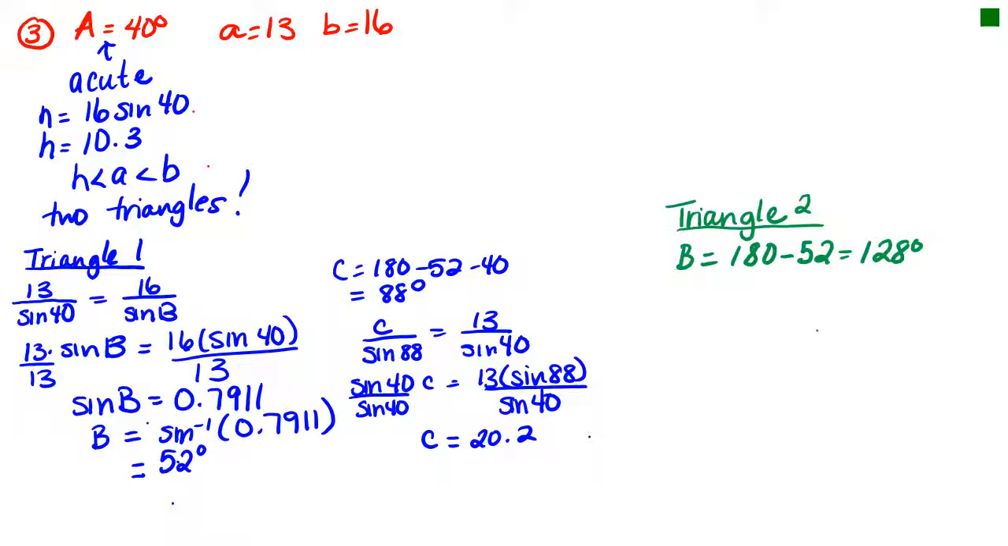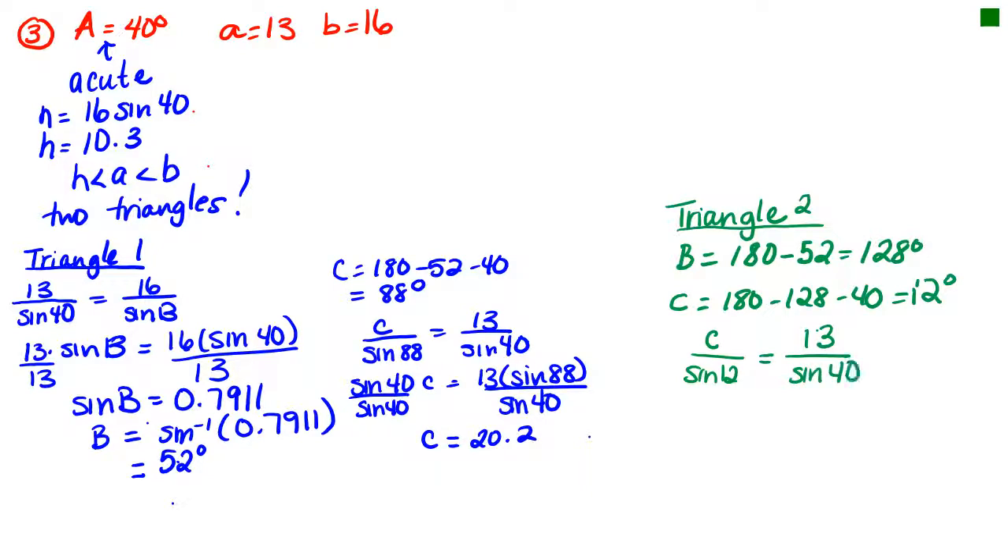Okay, so if that was the case, then angle C would be 180 minus 128 minus 40, which would only be 12 degrees. So for the side C that goes with that, I would use 12 for the angle C, and I would cross multiply. So sine of 40 times C equals 13 times sine of 12, divided by sine of 40. And C equals 4.2 in that case.